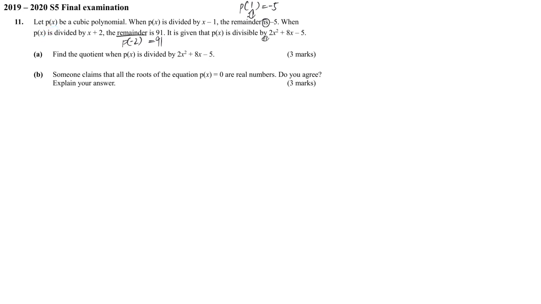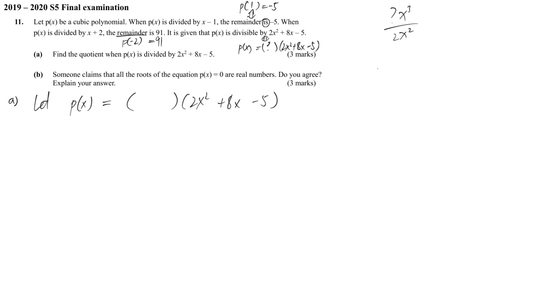By using this one, we can say that p(x) is equal to something times 2x squared plus 8x minus 5. So in part A, we let p(x) be equal to something times 2x squared plus 8x minus 5. We apply the same logic here. It's because it's a cubic polynomial, x power 3. We divide by x power 2, so something x power 3 divided by 2x power 2 will become something x power 1. So we can let the quotient be something x plus something. We let it be ax plus b.